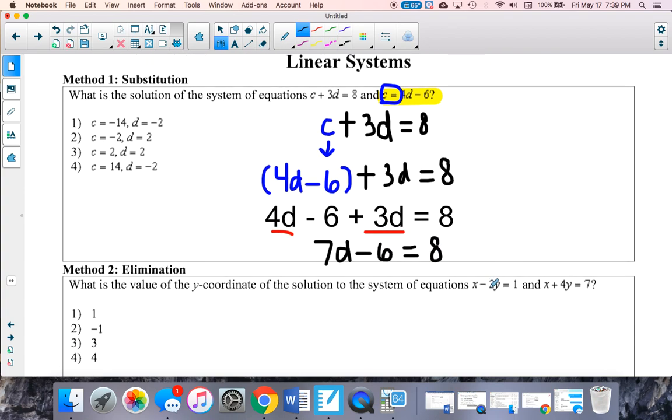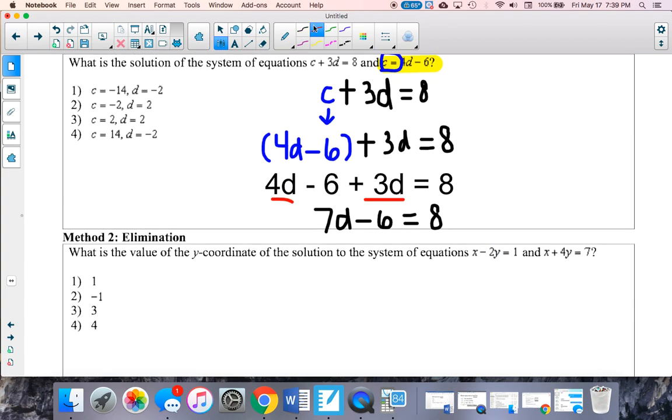If you know the next step to solving any equation, you're going to add 6 to both sides. If you have room, please continue down here. Otherwise, I'm going to move up here. So I get 7d is equal to 8 plus 6, which is 14. Divide by 7 on both sides. D is equal to 2.